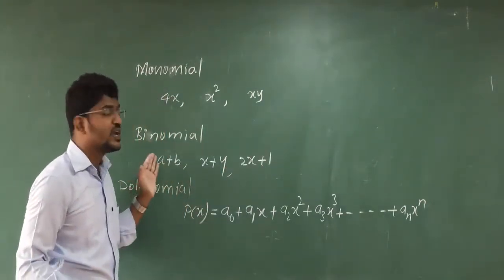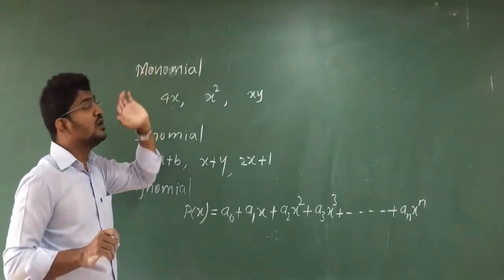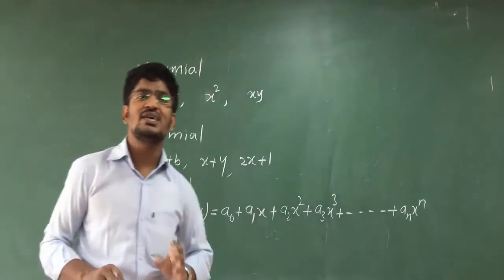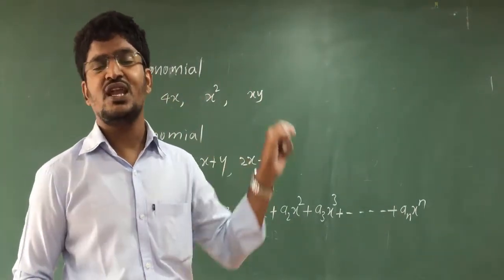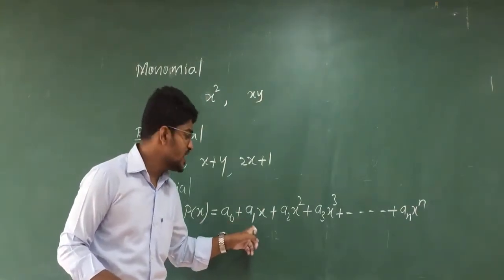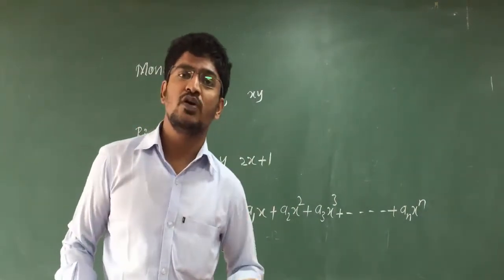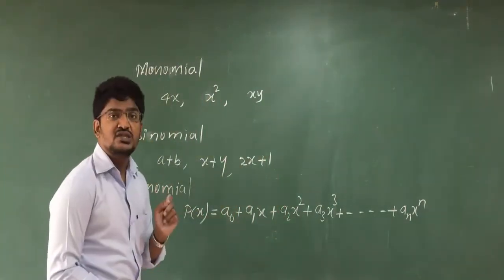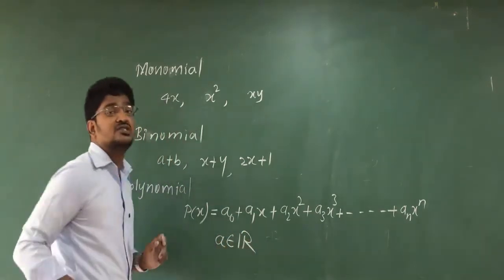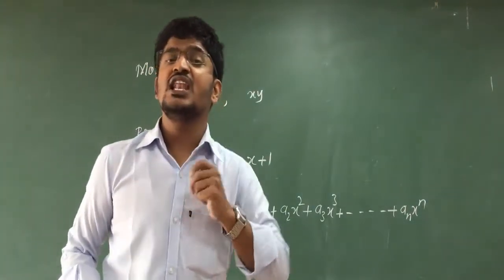It contains n different elements. If it contains two different elements, that's called binomial. If it contains one term, that's why it is called monomial. Clear? So monomial, binomial and polynomial. Polynomial means a function in the form of p of x equal to a0 plus a1x plus a2x square plus a3x cube plus so on to an x to the power of n. Here I am restricting you, this a must be real numbers. I am restricting this a only to real numbers.